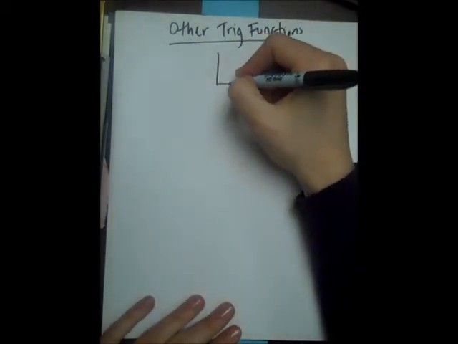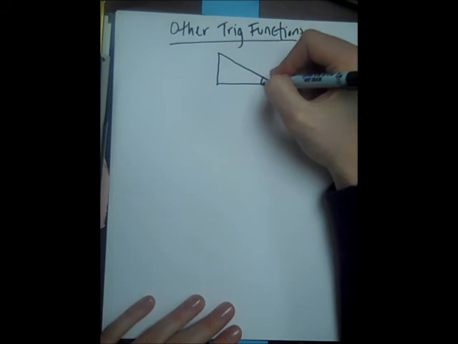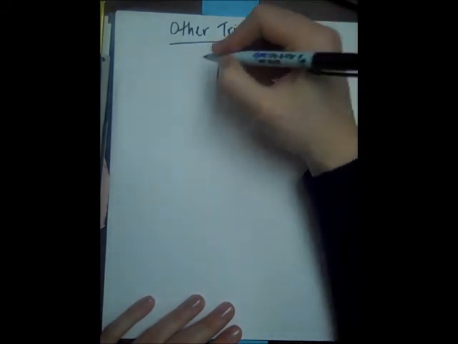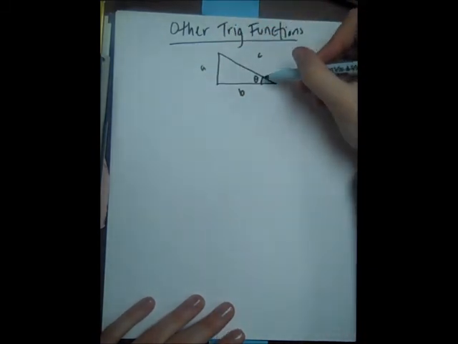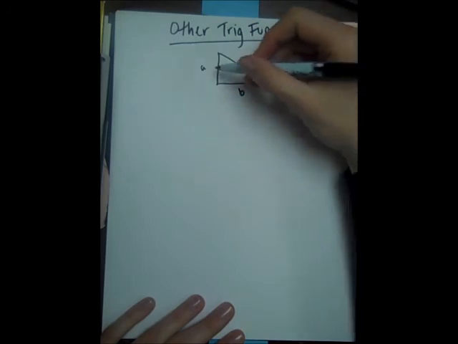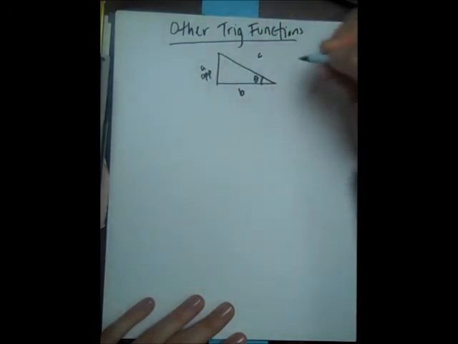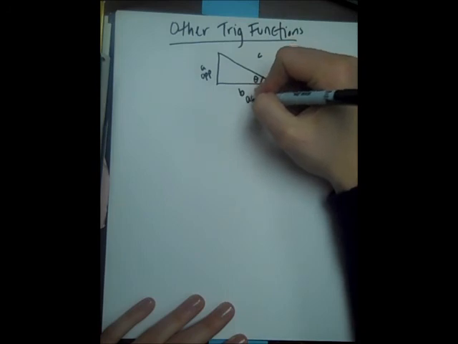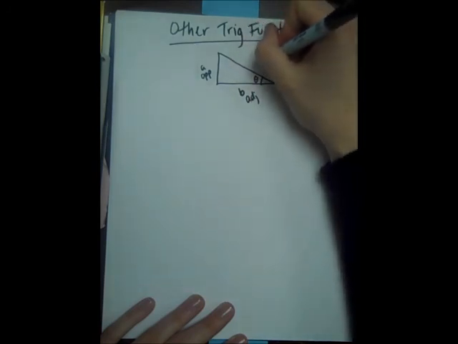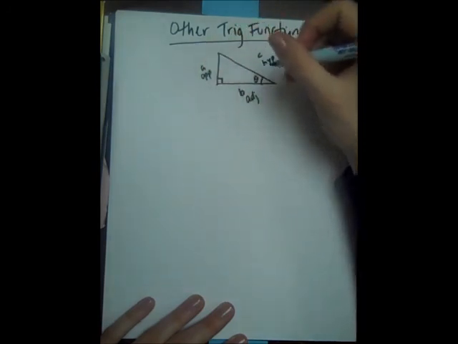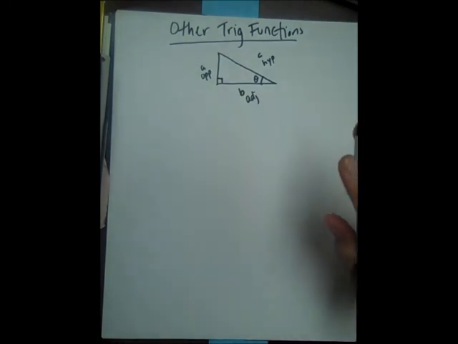So we'll go ahead and get our right triangle out here. Here's my angle, here's my C, here's my A, here's my B. In relation to this angle, the side that's opposite is A, and the side that's adjacent is B. And this would be my hypotenuse. So the side that's the longest is always your hypotenuse.